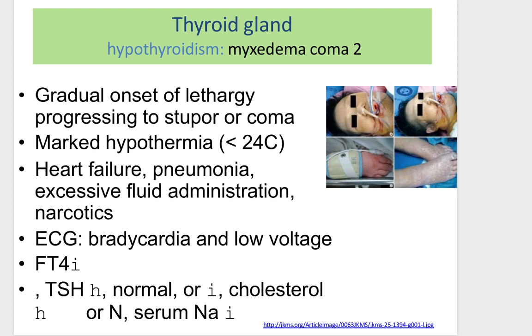Gradual onset of lethargy progressing to stupor or coma. It can be marked hypothermia. The temperature of the body can be less than 24 degrees Celsius. Heart failure, pneumonia, and excessive fluid accumulation are typical for these patients, and they need narcotics. On ECG, it is usually bradycardia and low voltage of all waves.